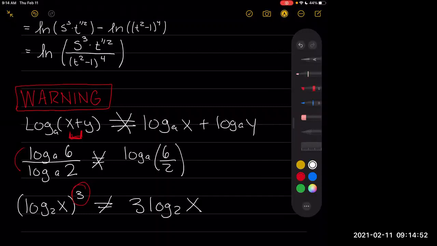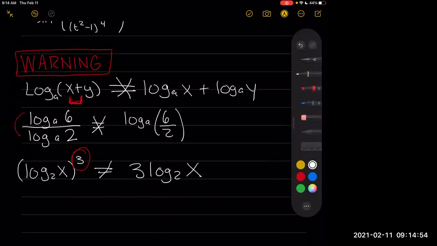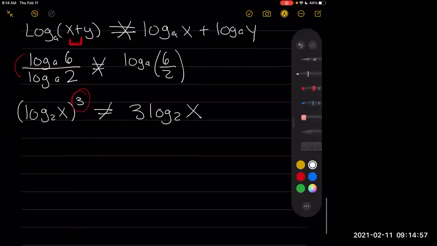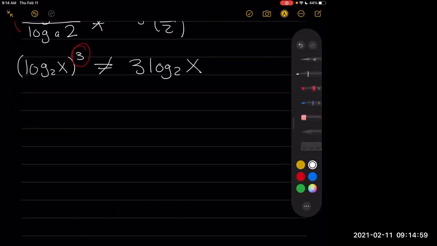All right, so now we're going to move on to an application of log. We're going to look at the law of forgetting.